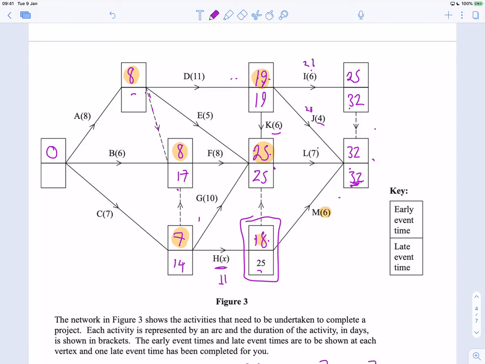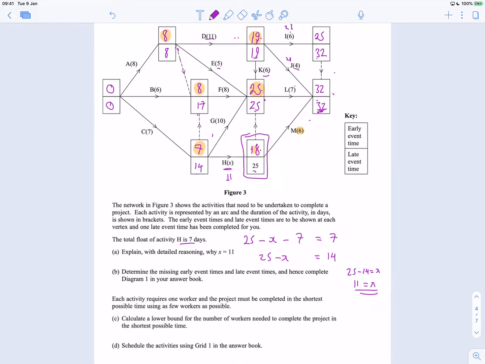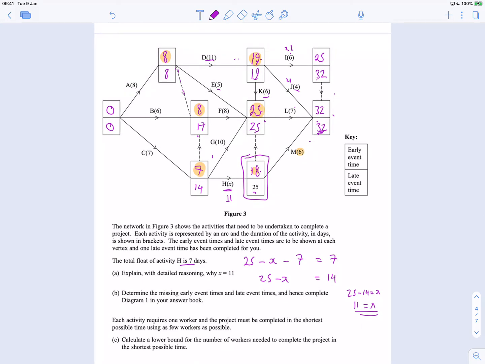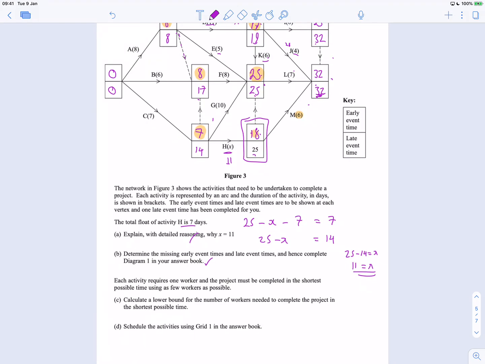This one has to be an 8 up here because 19 minus 11 is 8, and 25 minus 5 is 20, and 17 back nothing is 17, so the earliest late time is an 8. And then this has to be a 0 by definition. So determine the missing early event times and late event times, hence complete the diagram. Yep, that's done.